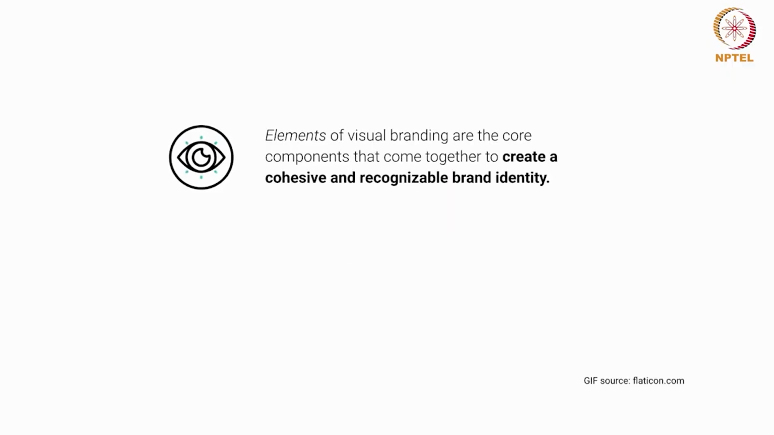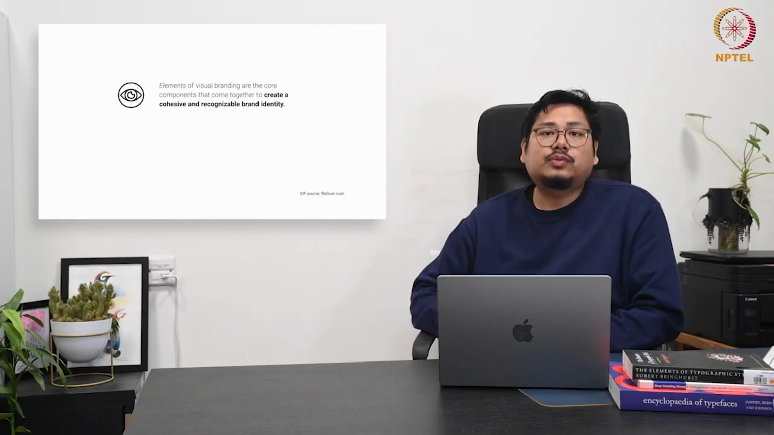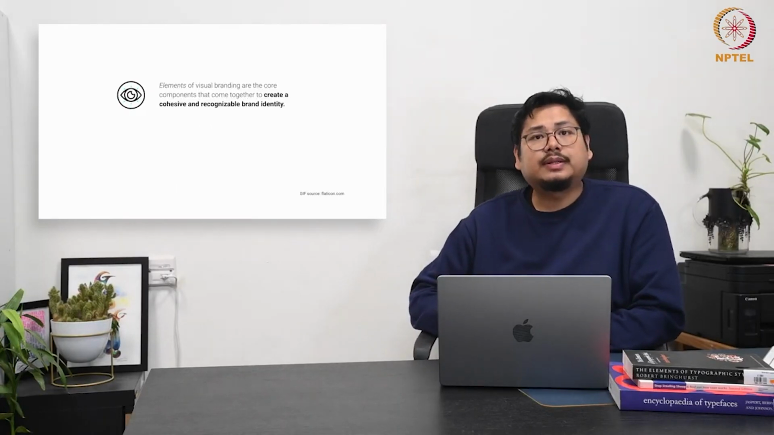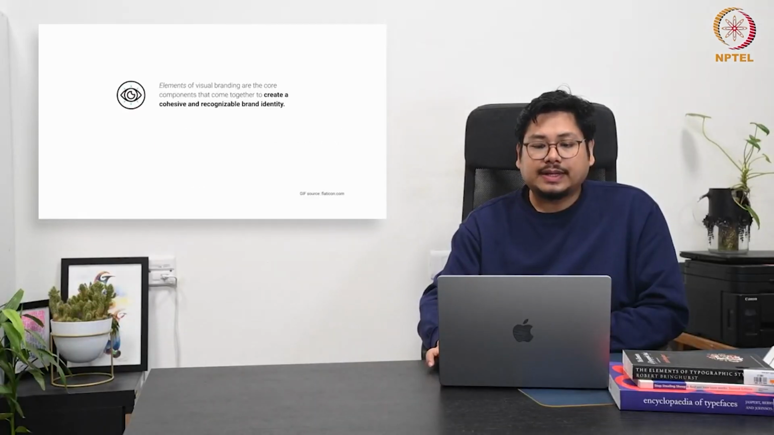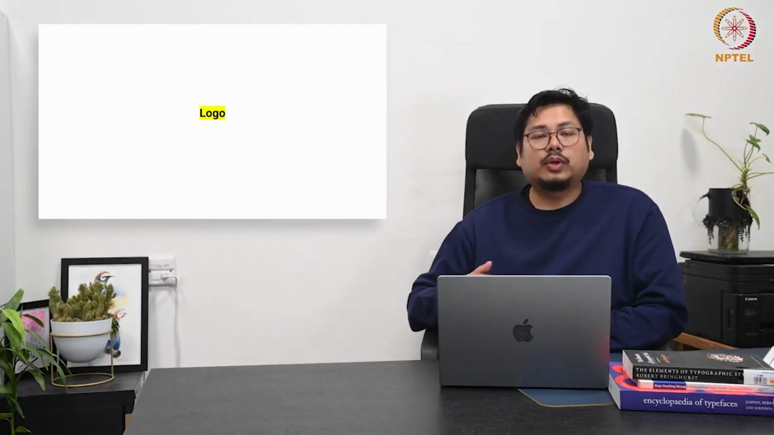So if you see the slide, the elements of visual branding are the core components that come together to create a cohesive and recognizable brand identity. These elements work in tandem to communicate the brand's message, personality and values to the audience. Okay, and primarily it's used to communicate the brand's message, personality and values. This is what I have talked about, and you can see here how we will go one by one.